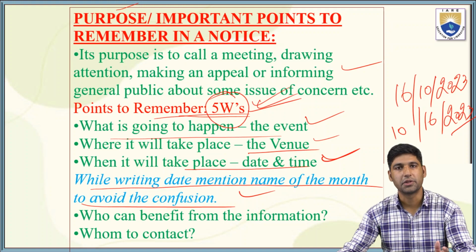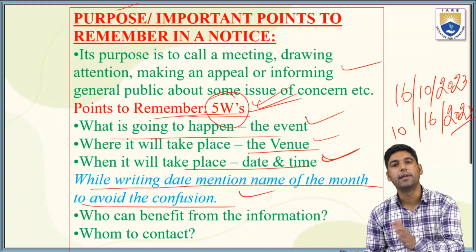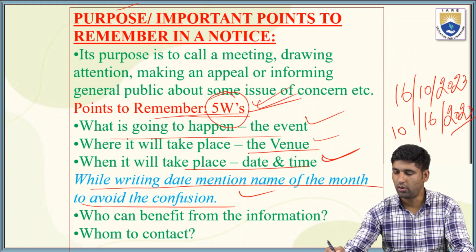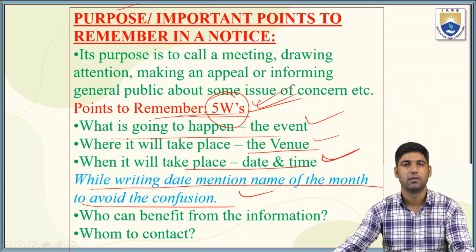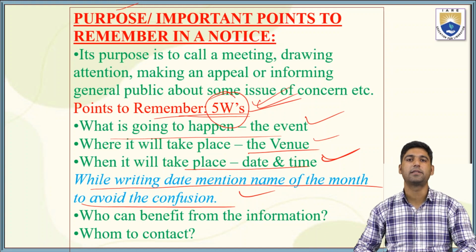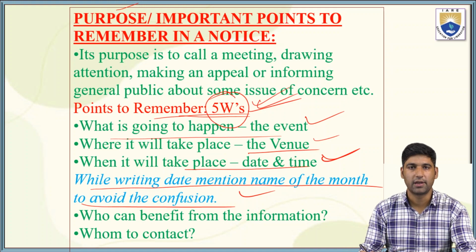So this is ambiguous in nature. It creates confusion in the mind of readers. So in order to avoid this confusion, it's better to include the name of the month, like this, 16 October, with a comma or without a comma, both are applicable. So while writing the date, mention the name of the month to avoid the confusion. It is better to note down the name of the month rather than the figure, rather than numericals.